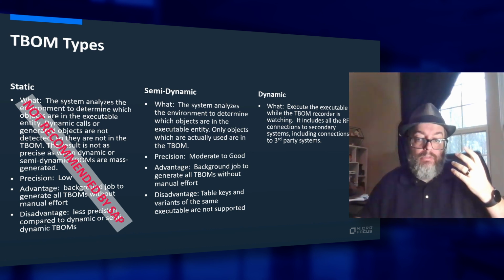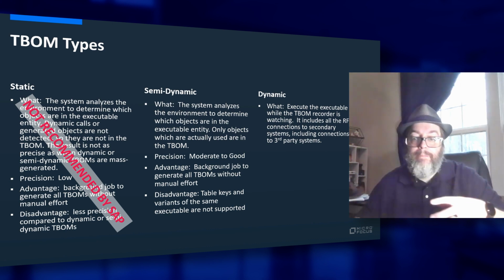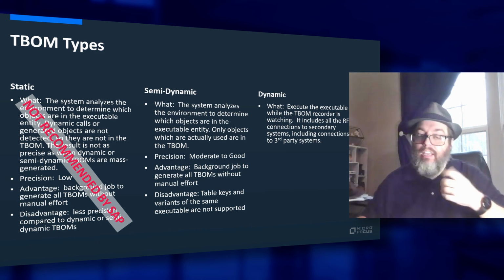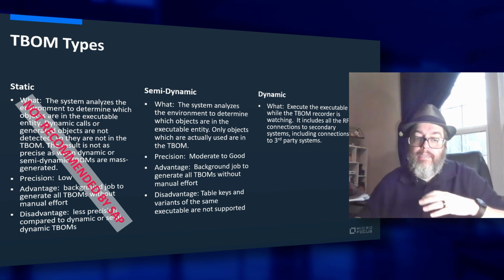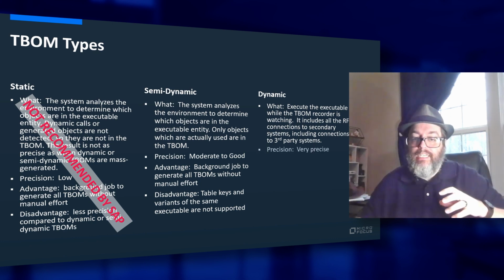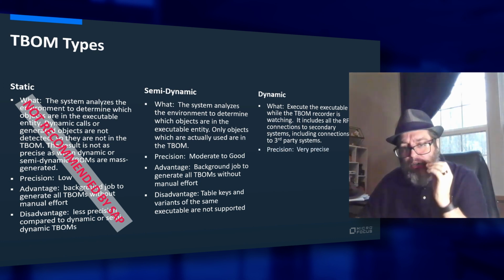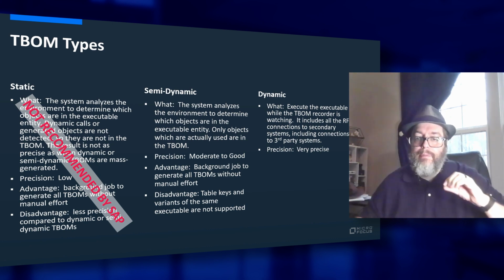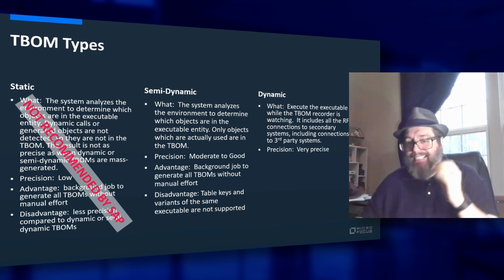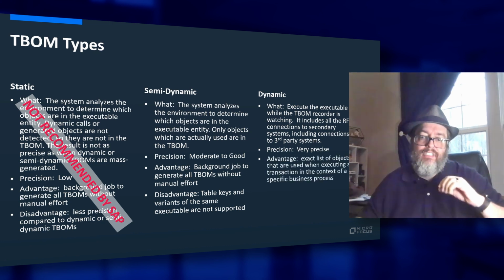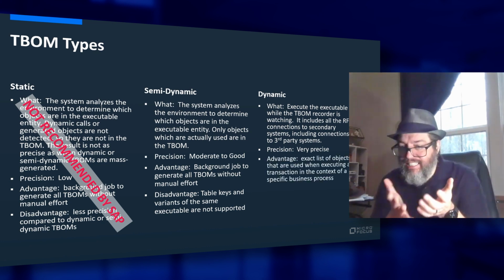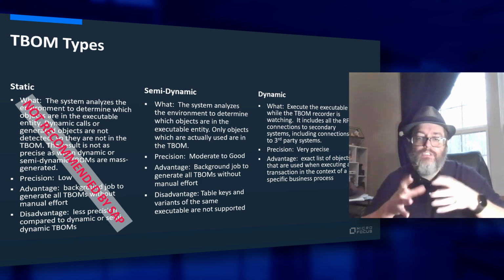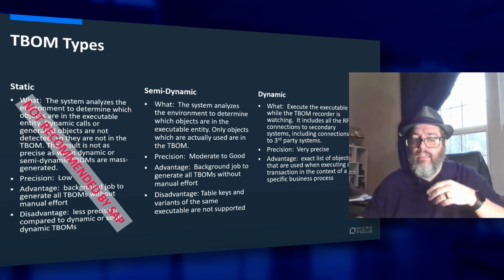It can capture multiple variants of the same executable. It can capture RFC connections to secondary systems and connections to third-party systems. Now, because of all of these capabilities, the precision is very high, as it's capturing everything going on within the system during the business process execution. And that's exactly what the advantages of this method are. You get everything that's used when you're executing the transaction in the context of a specific business process.